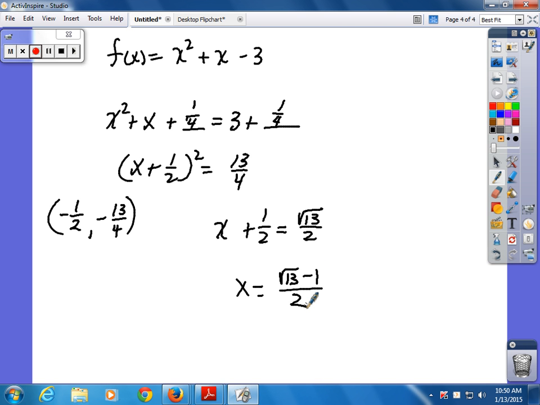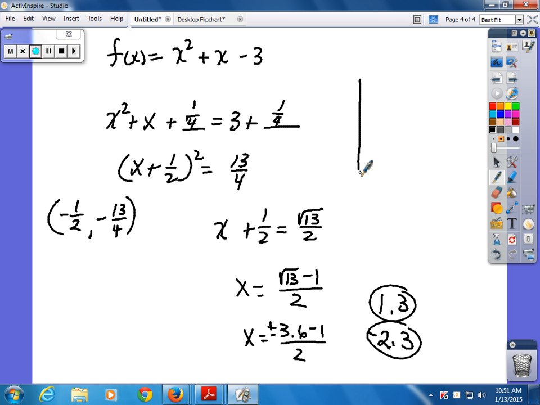And we know that the square root of 9 is 3, and the square root of 16 is 4. So from 9 to 16 is 7, half of 7 is 3.5. So the square root of 13 is around 3.6. x is equal to 3.6 plus or minus 1, over 2. 3.6 minus 1 is 2.6, divided by 2 is 1.3. And negative 4.6 over 2 is negative 2.3. So there are our two x-intercepts.